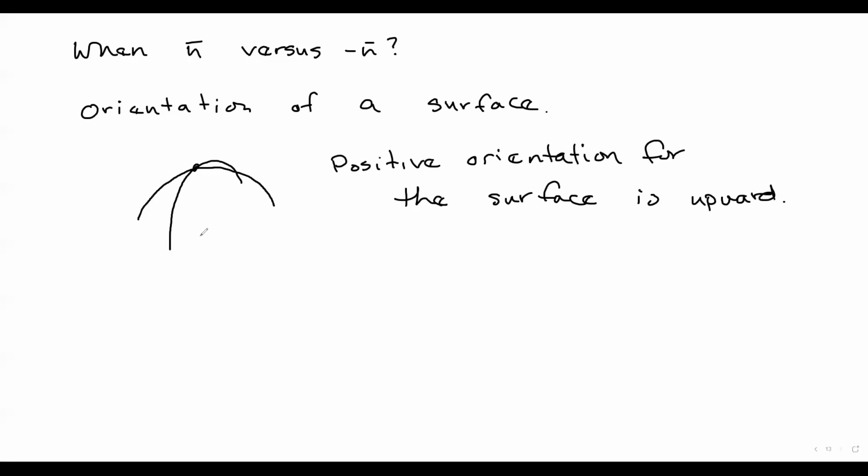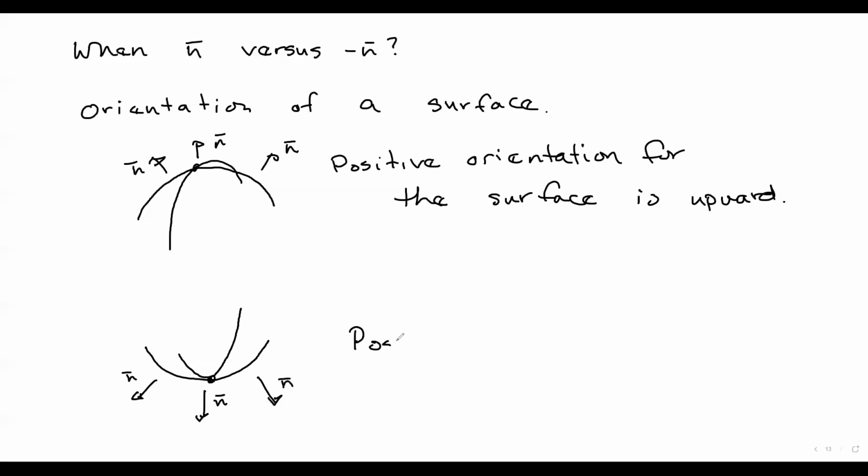And so in that case, we would represent the positive orientation with upward pointing normal vectors. Meanwhile, if we had the opposite of that, then positive orientation would be downward. If we had a shape that looked like this, where technically it's concave up and we have a minimum, then downward pointing normal vectors would be positive. All right, so positive orientation is downward.